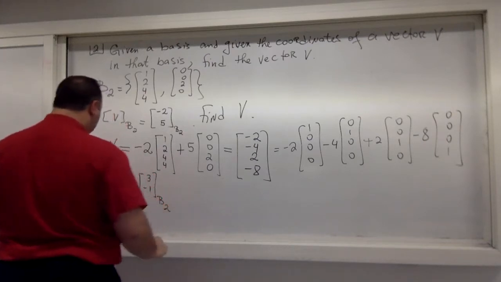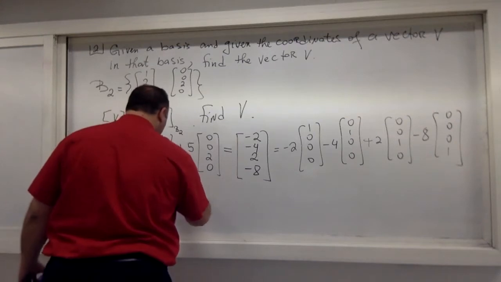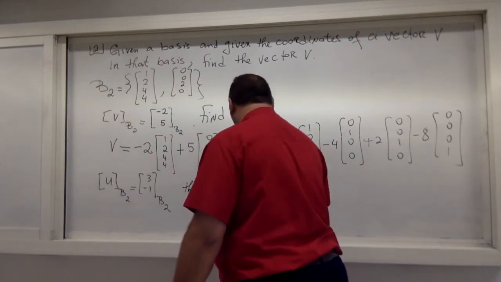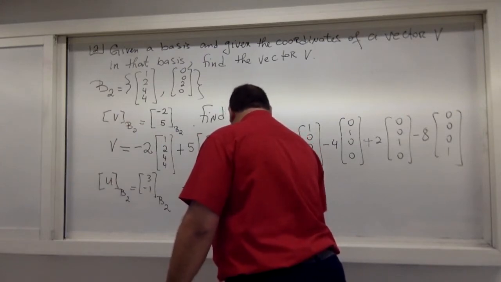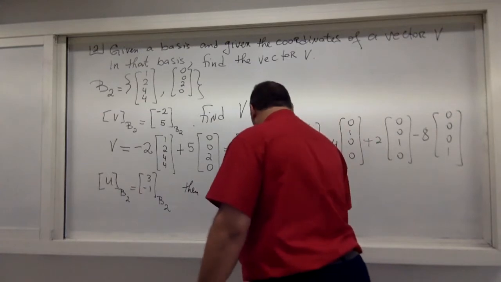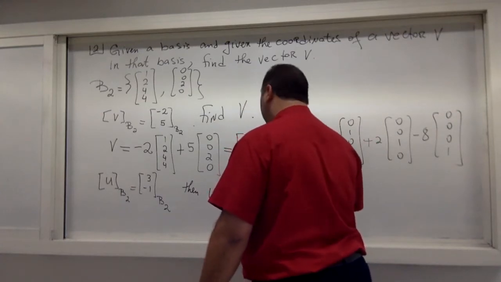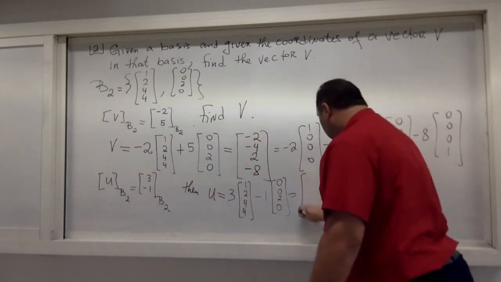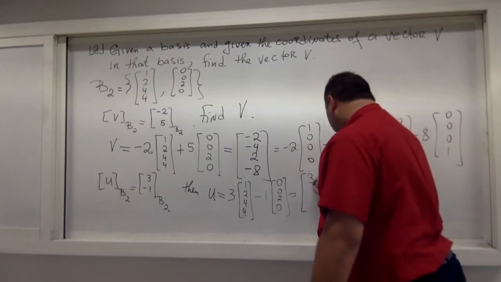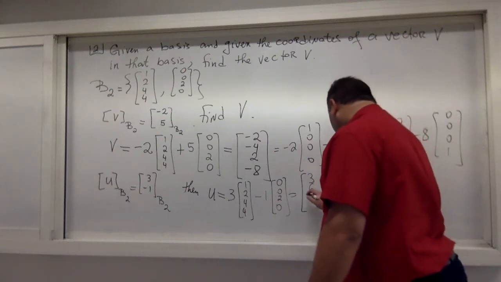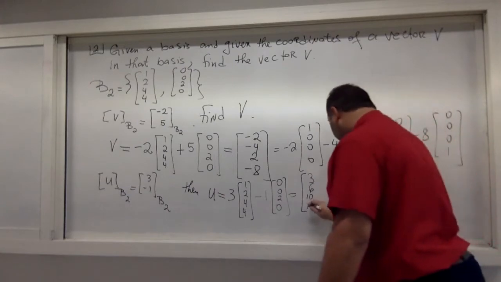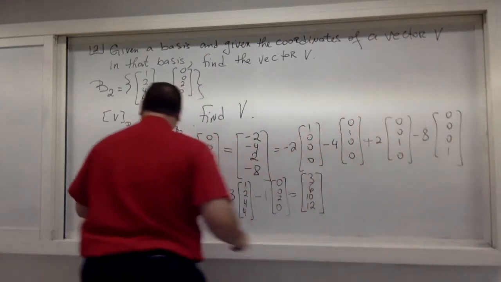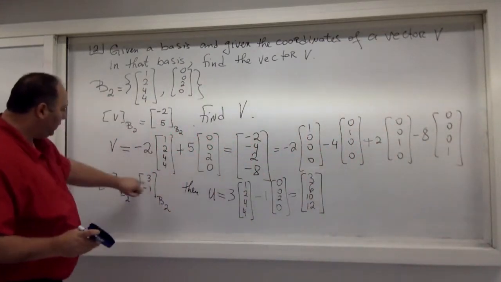So this means that U is equal to 3 times the first vector in the basis. That's why we call it an ordered basis. And then minus 1 times the second vector. And all I need to do is compute. So I have 3, 6, so 12 minus 2 is 10, and then 12. So this is vector U. Its coordinates in basis B2 are 3 and minus 1.